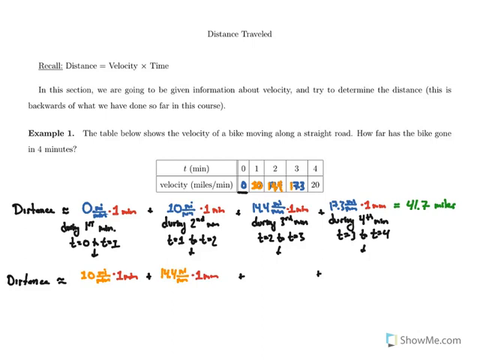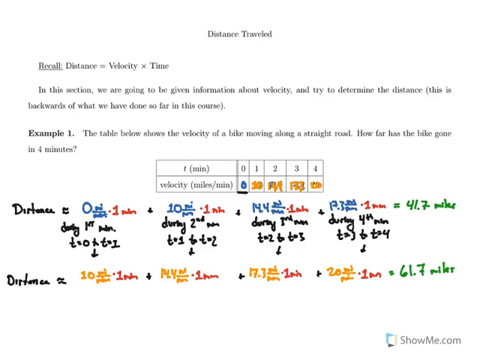For the third, we'll use the 17.3. And for the fourth, now we'll use this 20. And if we add all of these up, we would get a different value. This would give us 61.7 miles. Now let's think about this problem a little bit more.